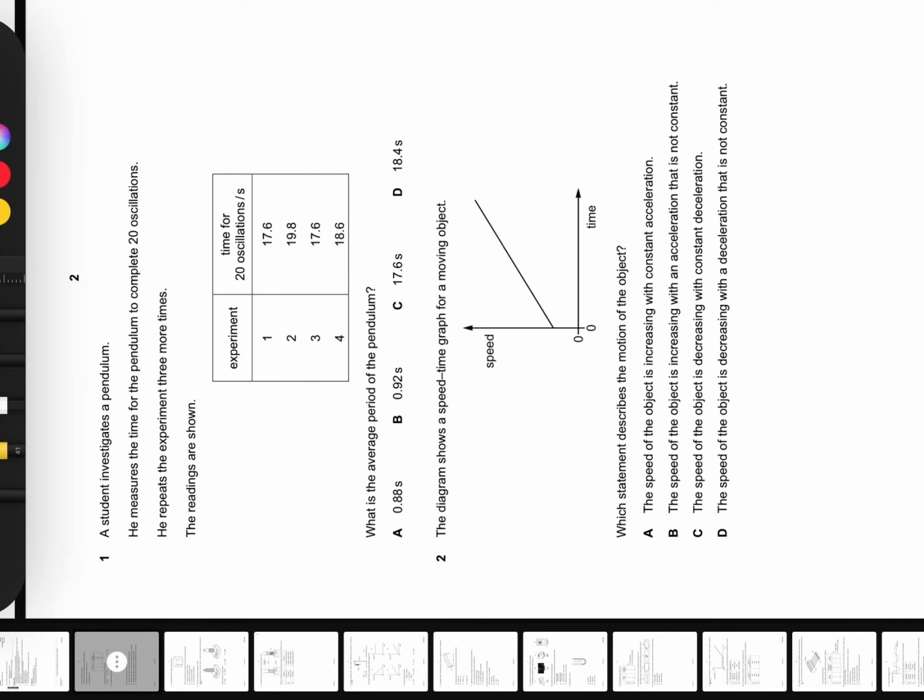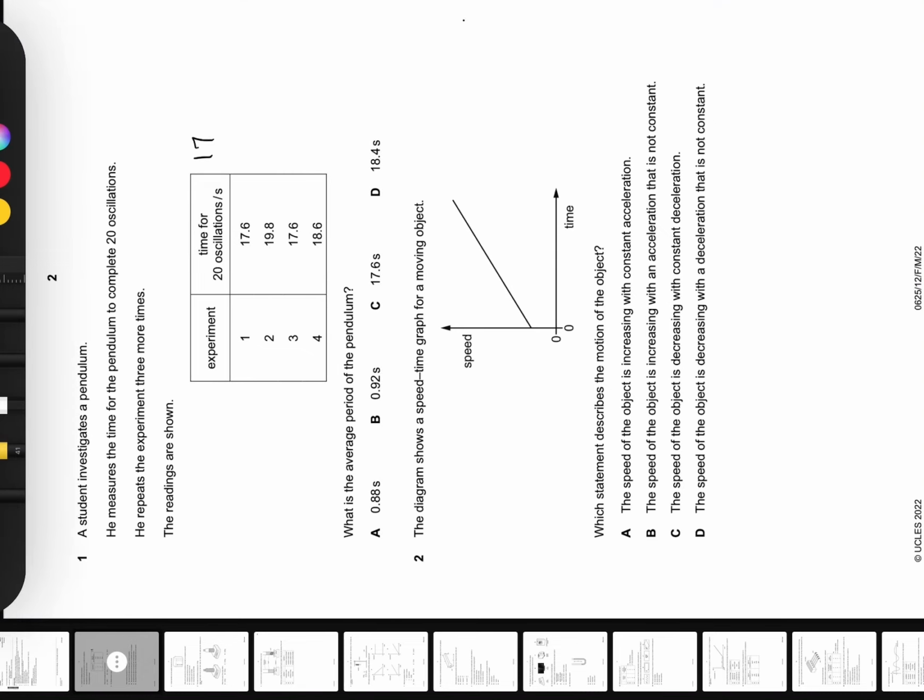A common mistake is to add all these numbers, 17.6, 19.8, 17.6, and 18.6, and then divide them by 4. Well, you're forgetting the fact that it's oscillations per second.